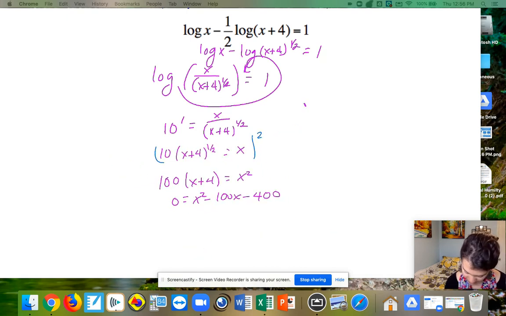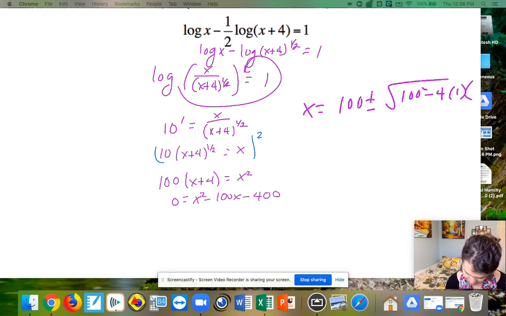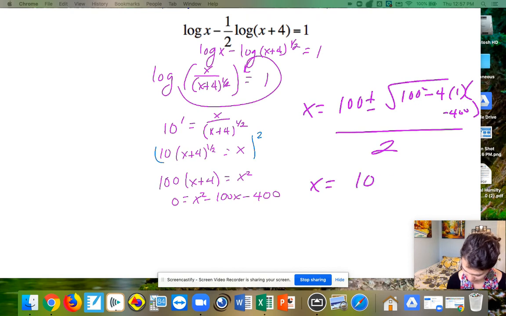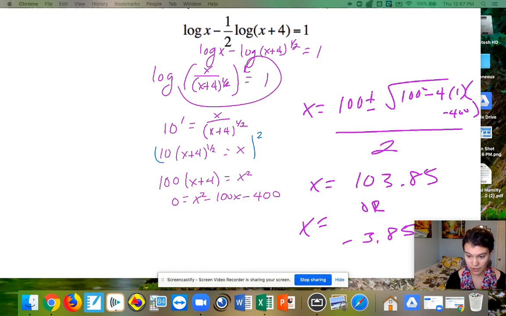So we want to have x equals negative b, so positive 100, plus or minus the square root of b squared, so 100 squared, minus 4 times 1 times negative 400, all over 2a, so just 2 for this one. And then you want to simplify this. I just typed this into a calculator at this point. You'll get 103.85 or negative 3.85. So you want to check at this point which of these work.